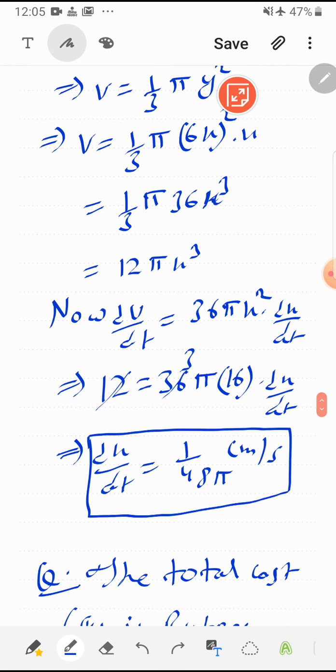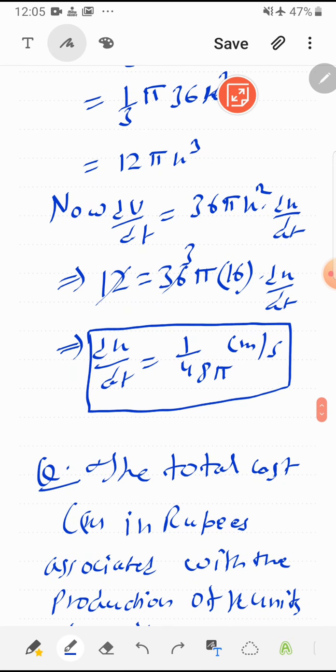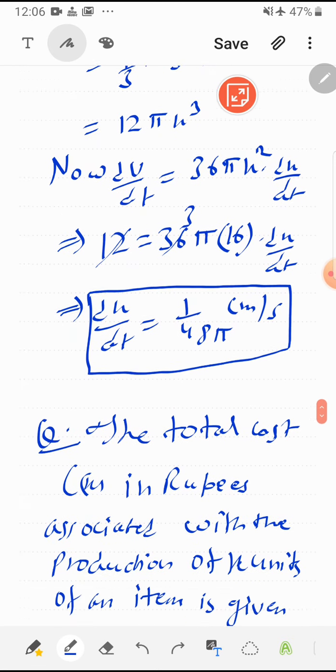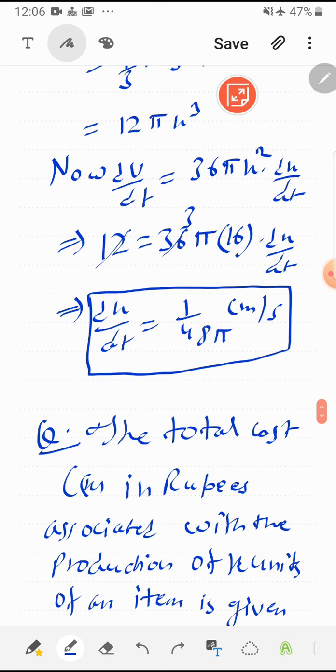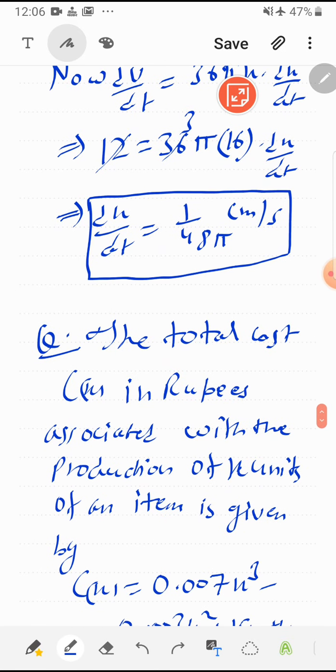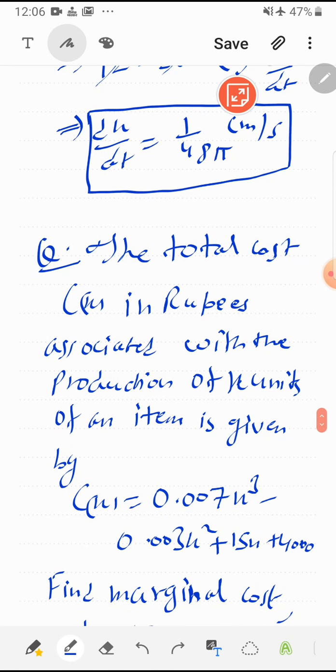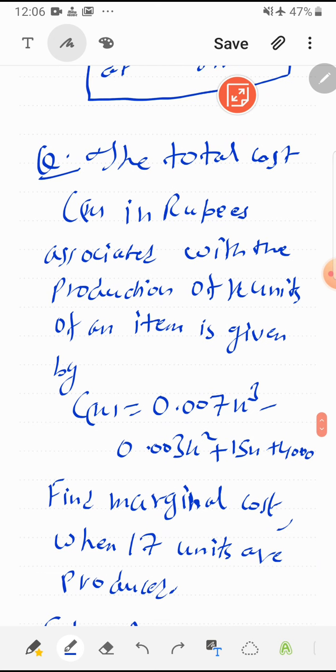Next question, it comes from commercial maths. The total cost C of x in rupees associated with the production of x units of an item is given by C of x is 0.007 x cube minus 0.003 x square plus 15x plus 4000. Find the marginal cost when 17 units are produced.